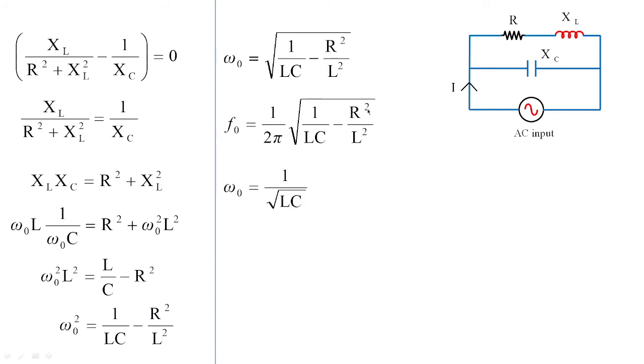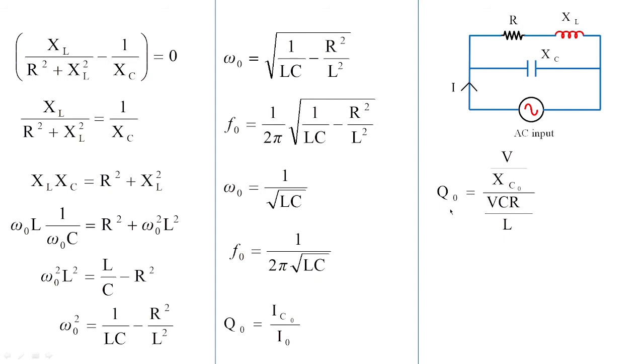Now once the R value is less, you can ignore this value and we can reframe omega naught, which is equal to 1 by under root LC, and frequency is equal to 1 by 2 pi under root LC. For lower values of R, this can be neglected. So with this, we can derive the quality factor, which is nothing but the ratio of the current across the capacitor to the current across the resonating circuit. So you can substitute the value of the current across the capacitor to the resonating current across the element.